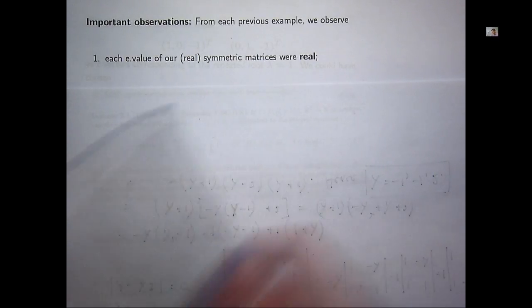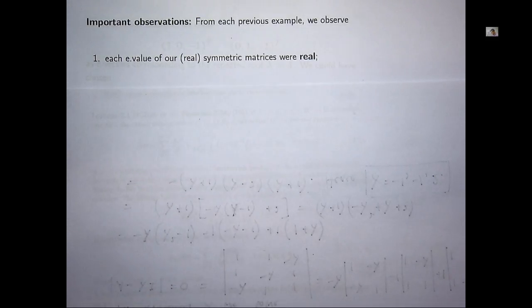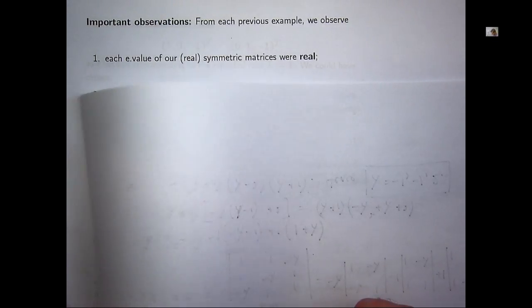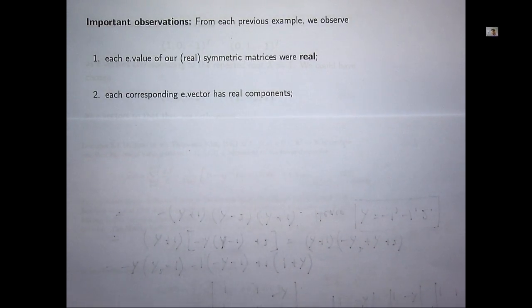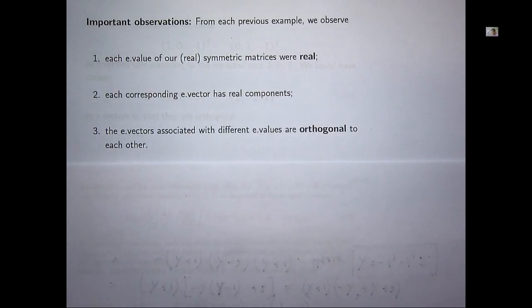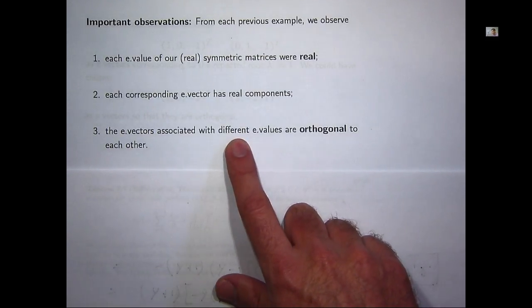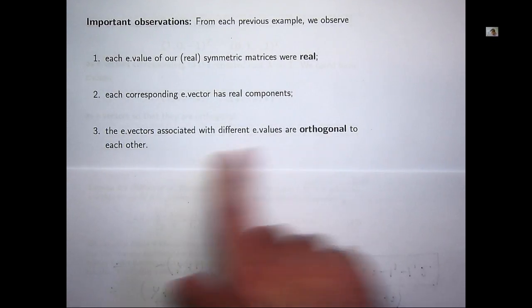If you look back at every example, each of the eigenvalues were real numbers. There were no complex numbers in there. The corresponding eigenvectors all had real components. Now, the eigenvectors associated with distinct, or different, eigenvalues are orthogonal to each other.